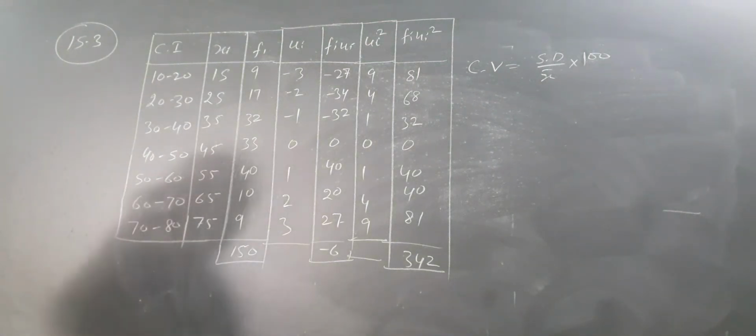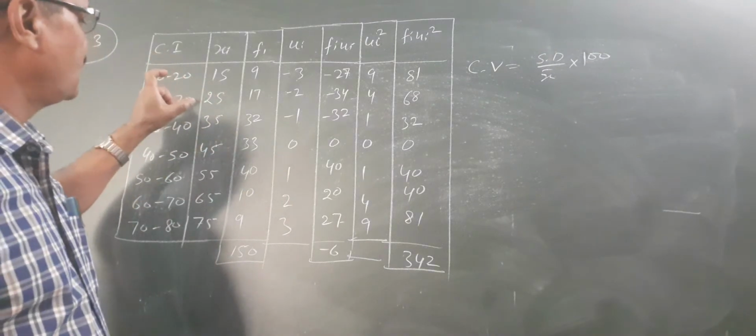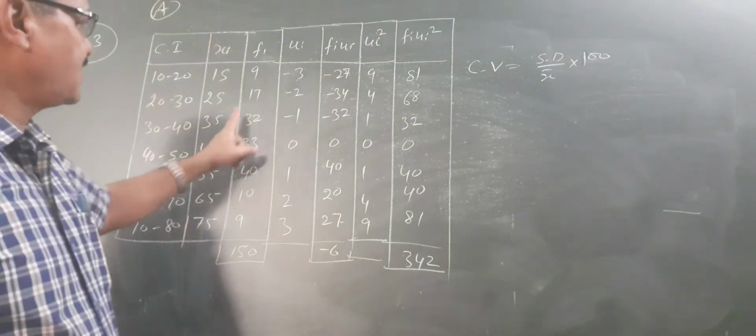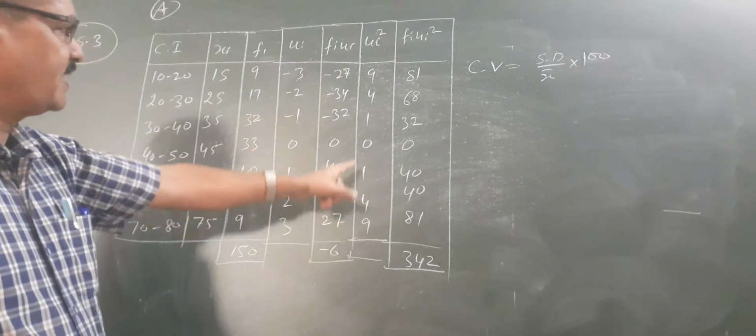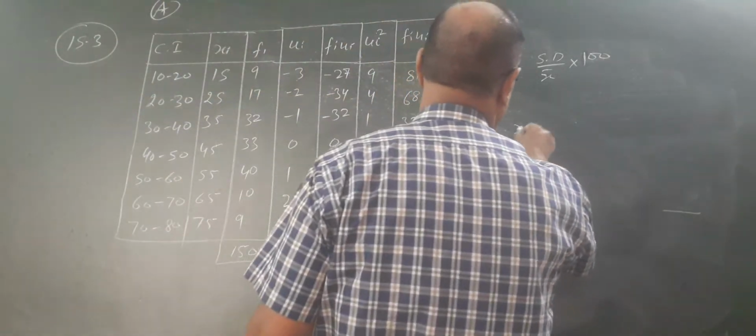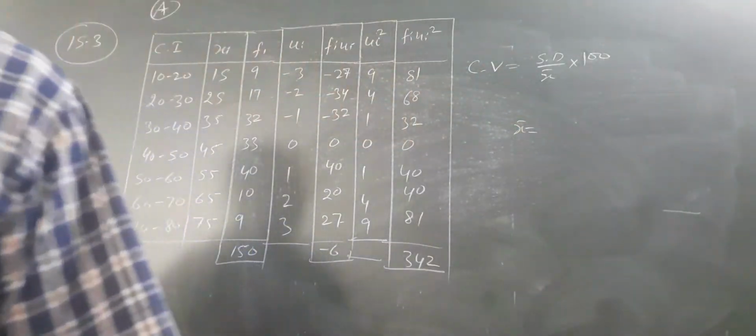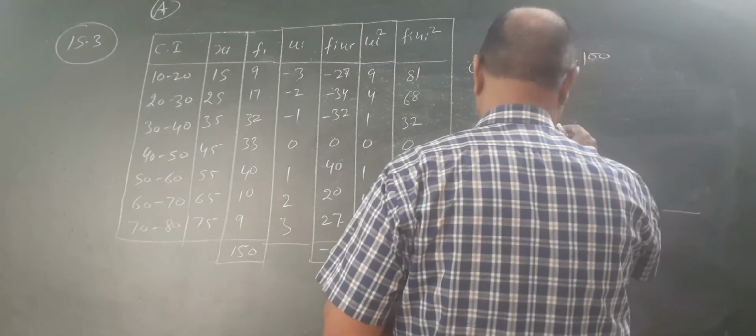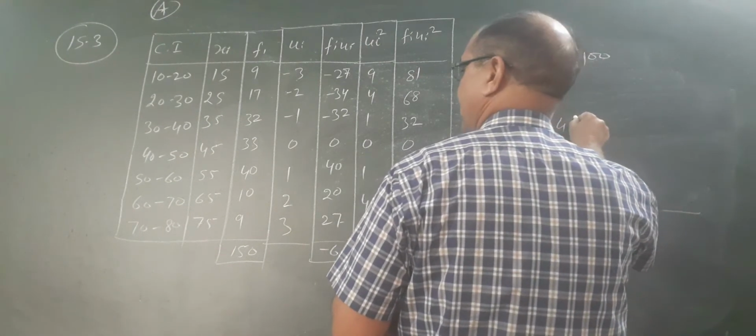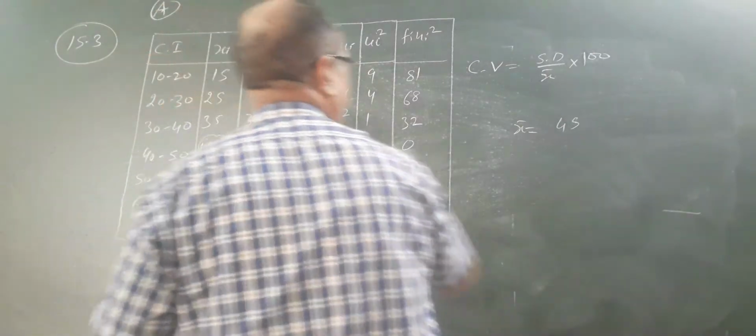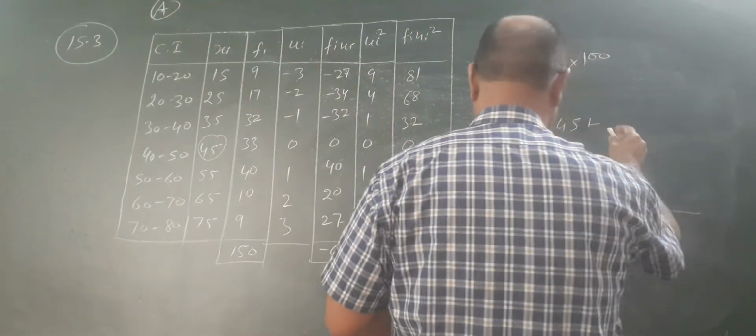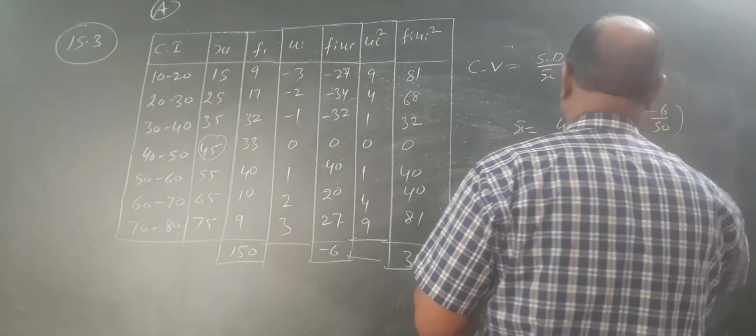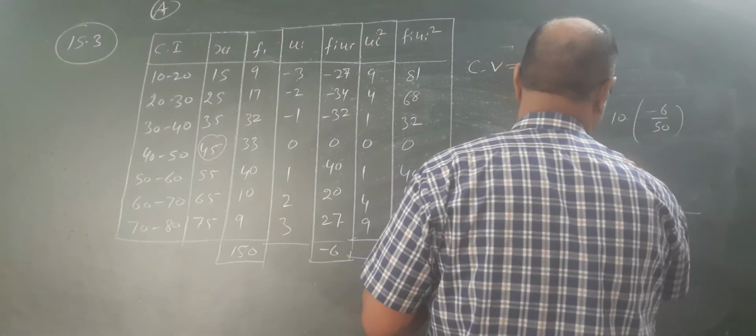First of all, we write this x for group A. The frequency is given, I have made ui and fi ui. Now I have to find its mean and SD. What is the mean? The formula to find the mean of this data is a plus sigma fi ui by sigma fi, multiplied by h. Here a is 45, the height of interval is 10, and sigma fi ui is -6 over 50. Therefore, the mean of this is equal to 44.6.